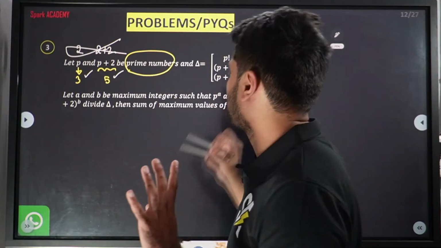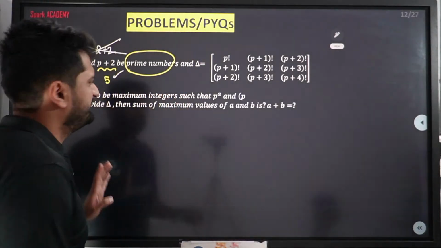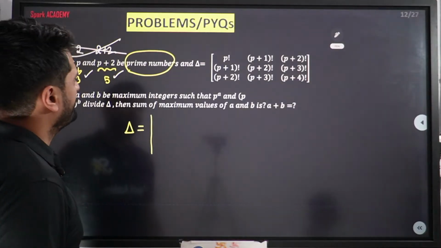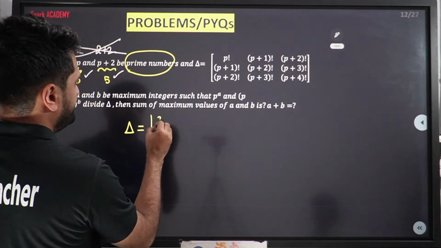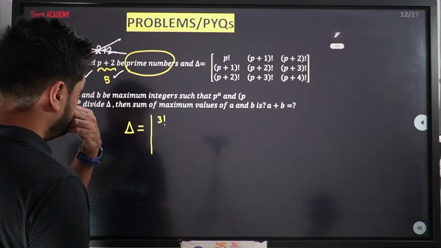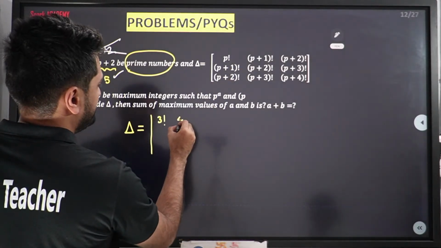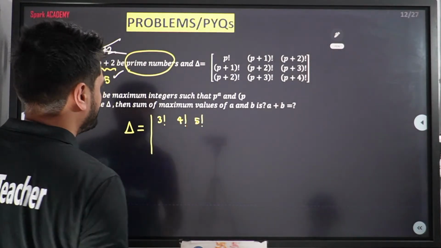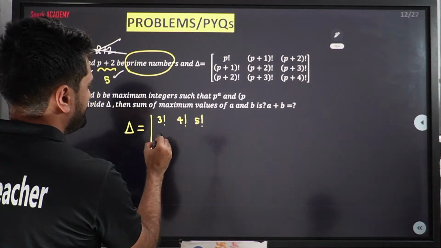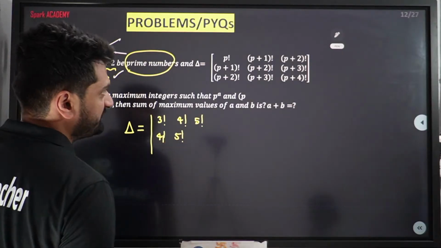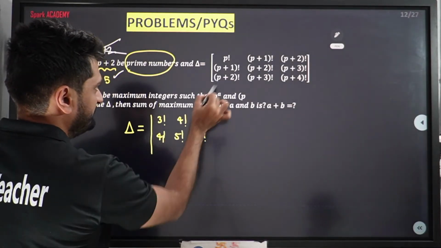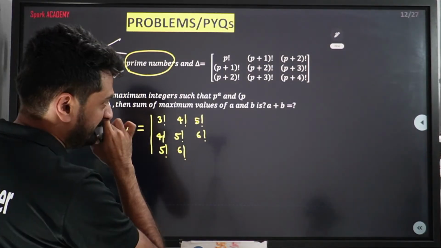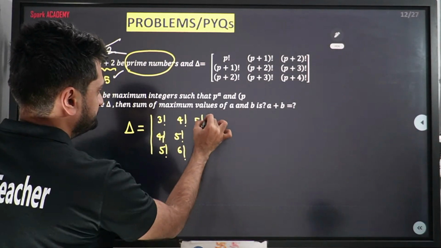So ippudu manam determinant kanukundamu. Let's find out the determinant. Determinant entamma? So delta equals to mod of P factorial ante 3 factorial vastundi. This is 3 plus 1, that is nothing but 4 factorial. 3 plus 2, that is nothing but 5 factorial. And 3 plus 1, 4 factorial. This is 5 factorial. This is 6 factorial. 3 plus 2 is nothing but 5 factorial. This is 6 factorial. And this is 7 factorial.